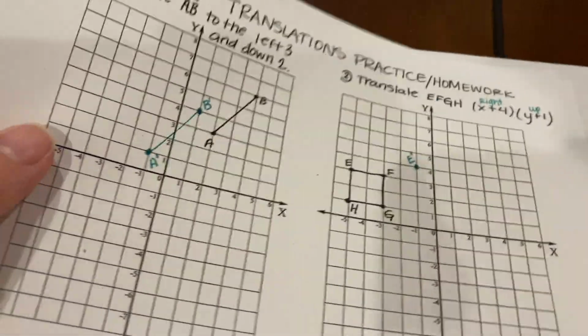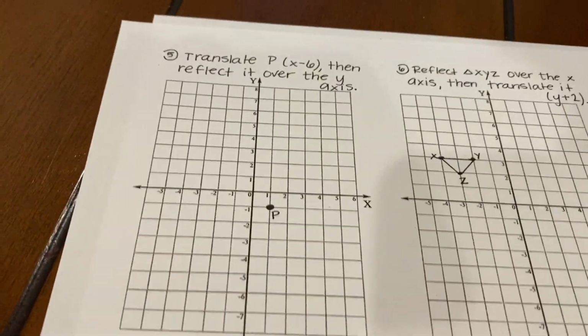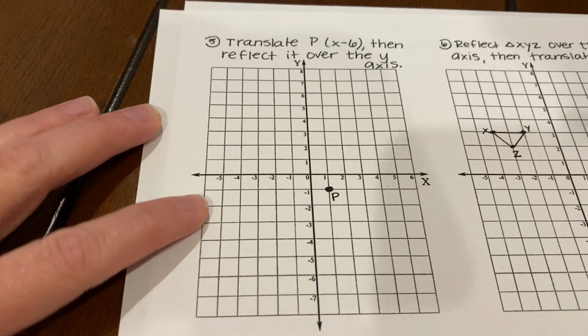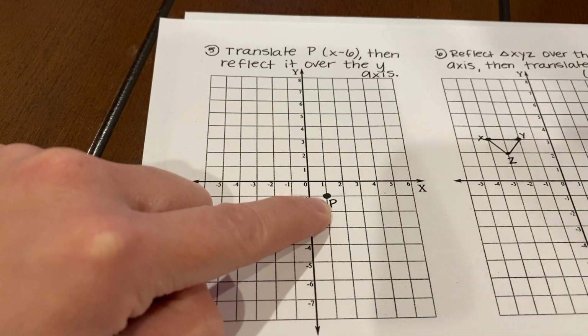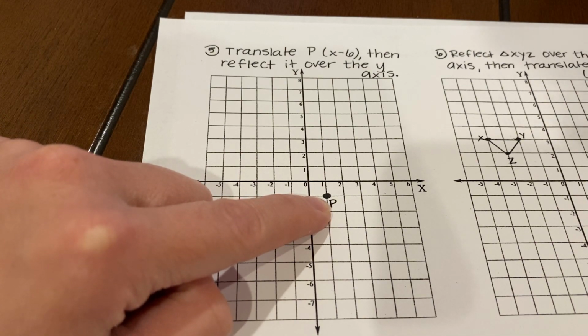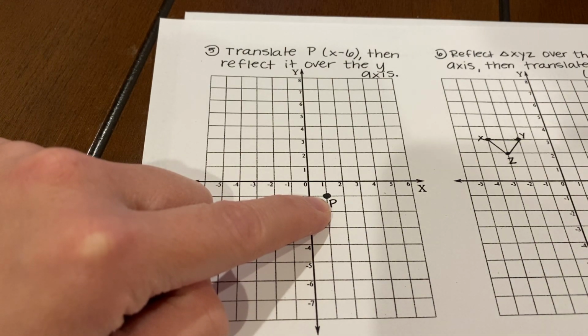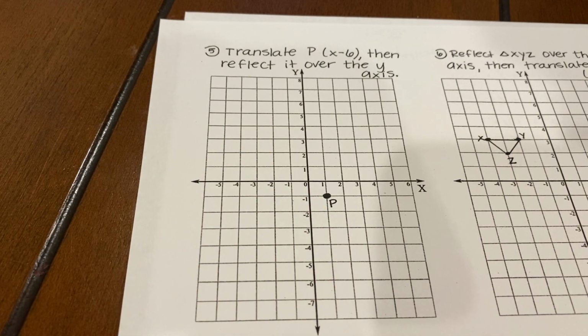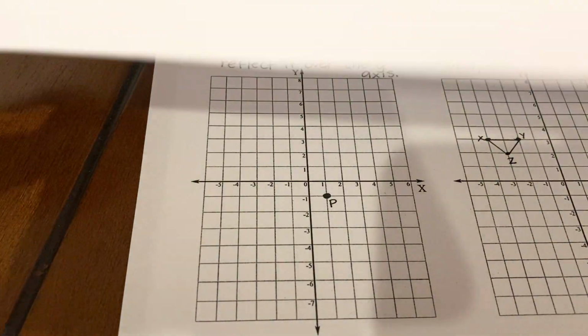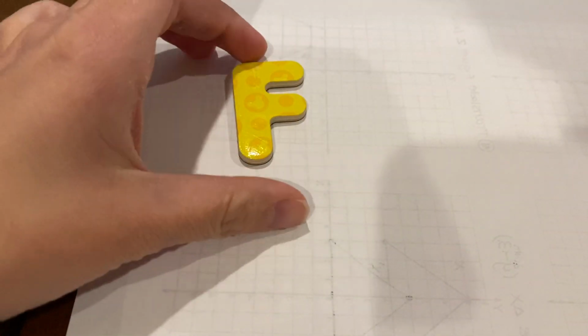Okay, so let's look at some different ones. Number 5, it says translate P. So this time we just have a point. It's not a shape, it's not a line segment, it's just a point. Okay, so it says translate P, X minus 6, and then reflect it over the y-axis. Well, hold on a second. So this is having me translate and then reflect. So it's doing 2 steps.